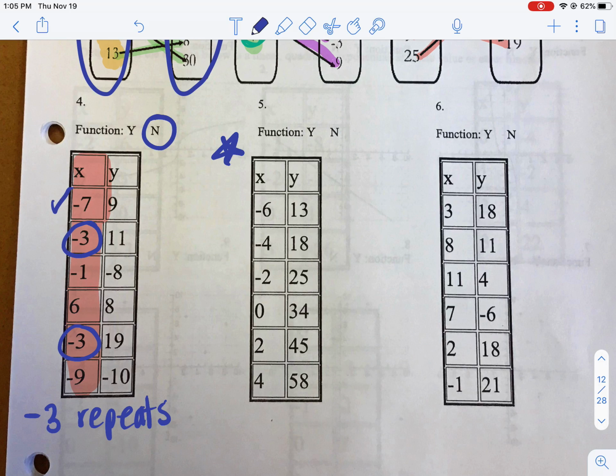Okay, I want you guys to try this one, see what you get. Right, same thing here. I'm going to look down. And I see that -6 doesn't repeat, -4 doesn't, -2 doesn't, 0 doesn't, 2 doesn't, 4 doesn't. So that means that this is a function. No x values repeat.